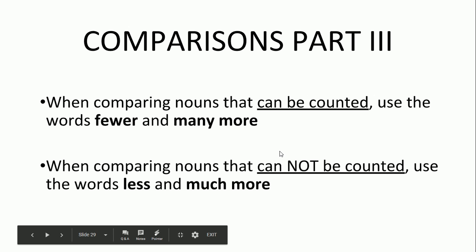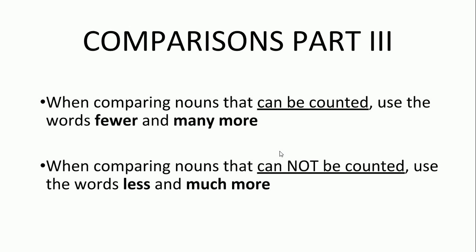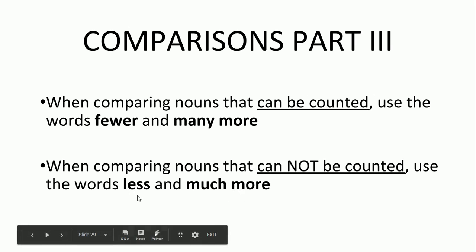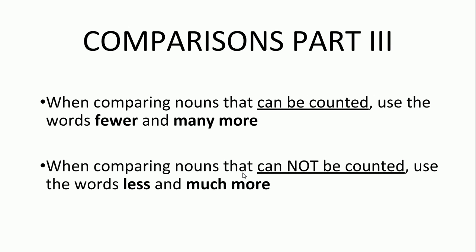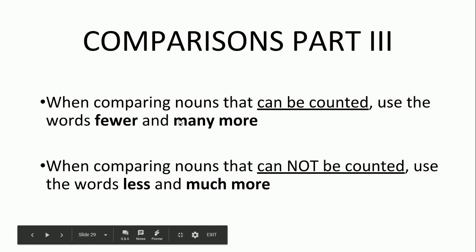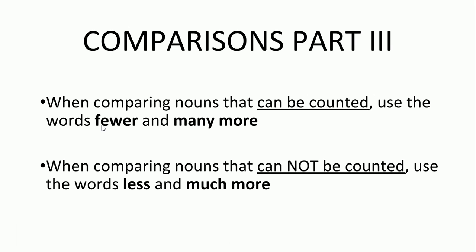So, for example, if you're talking about water, water is not something that can be counted, so you can't say, I have fewer water, or I have many water, or many more water than you. You would say less and much. I have less water than you, I have much more water than you, something like that. And on the opposite side, if it's something that can be counted, like raindrops, you wouldn't say there are less raindrops or much more raindrops, even though that sounds like it should be correct. The grammatically correct thing is that there's fewer or many more raindrops, because those can be counted.